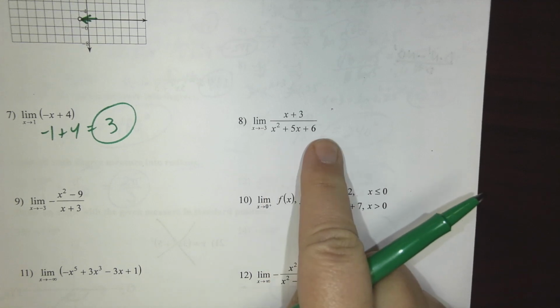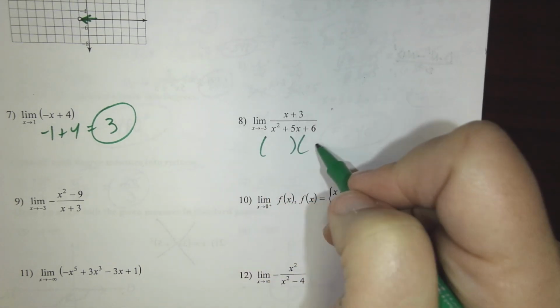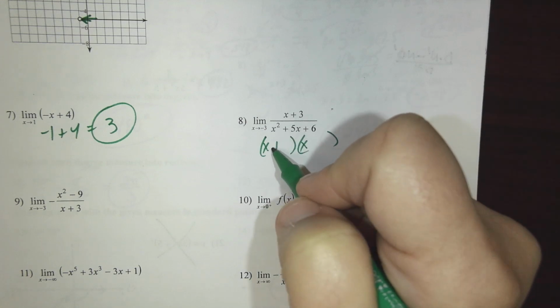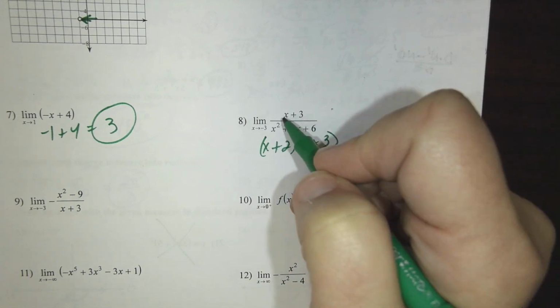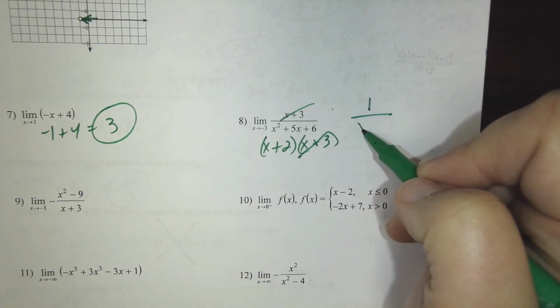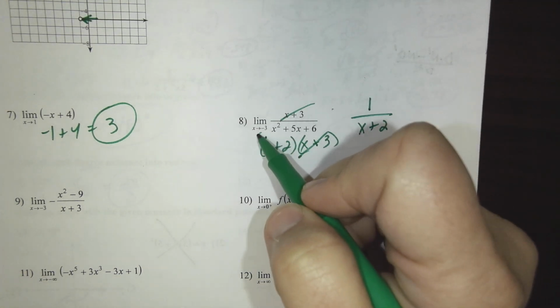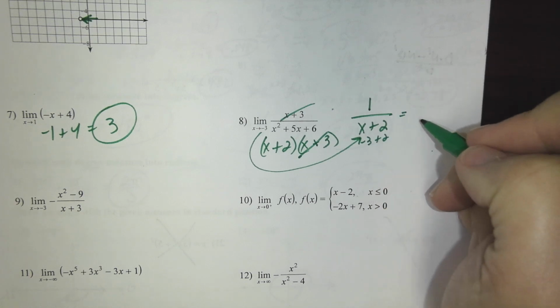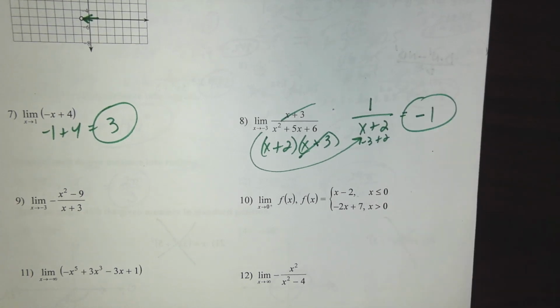But here, looks like I might want to factor. So let's factor. Two numbers that multiply to 6 but make 5 are 2 and 3. Those will cancel. You're not left with 0 on the top. You're left with a 1 over x plus 2. And now you plug in negative 3. And you'll get 1 over negative 1, which is just negative 1.